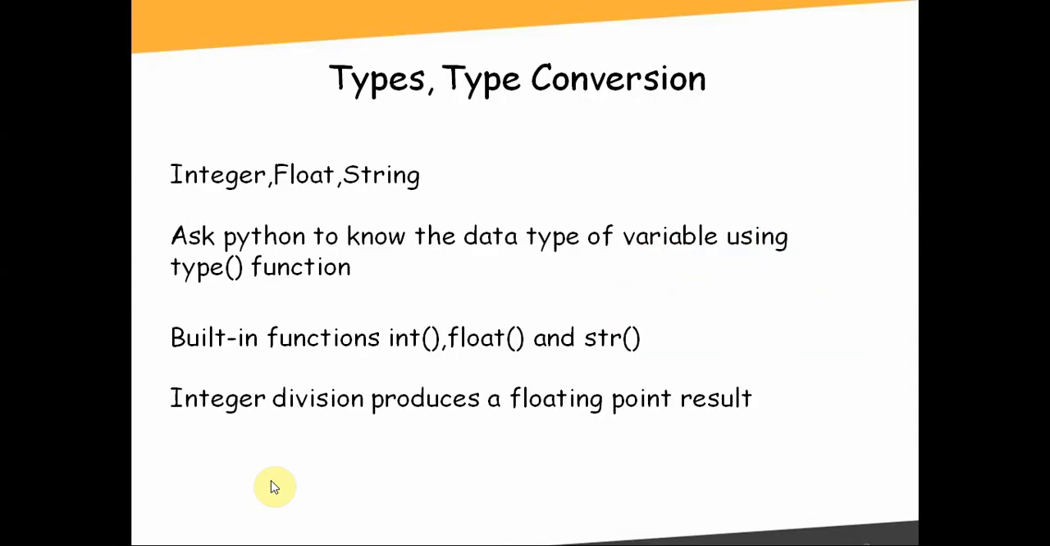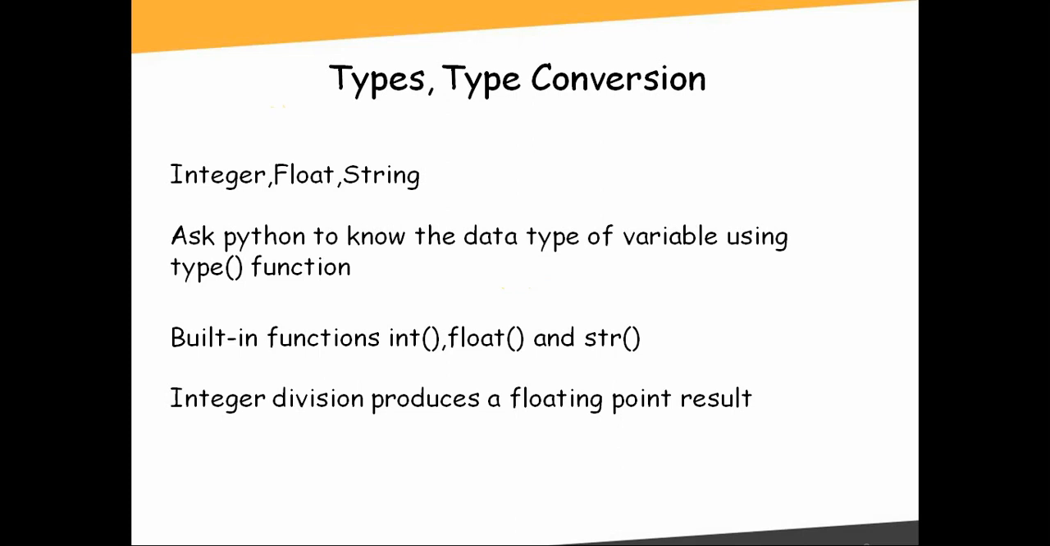So we'll see some data types and then type conversion. We have 3 basic data types in Python: integer, float, and string. String you already know, a word or sentence. It's a combination of alphanumeric characters, so numbers also come in string, symbols, and any alphabet. So anything can come in string.